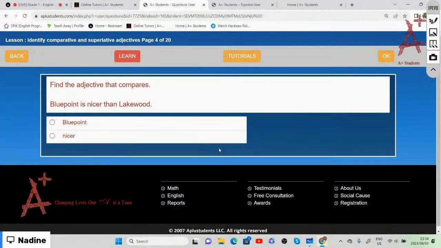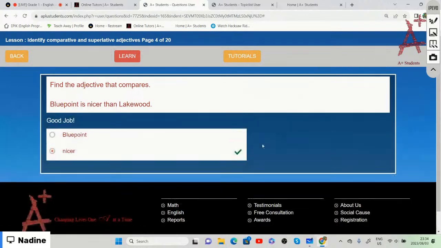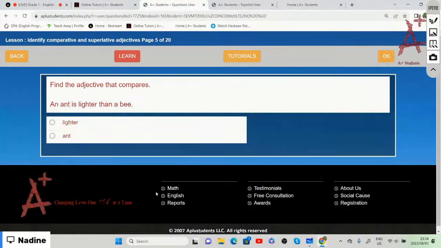Blue Point is nicer than Lakewood. So Blue Point is nicer than Lakewood, right? We need to find the adjective that compares. So Blue Point is compared to Lakewood, right? And if we choose our adjective that compares, then we will say nicer. Nicer is our adjective that compares, that ends in er. That's a comparative adjective.